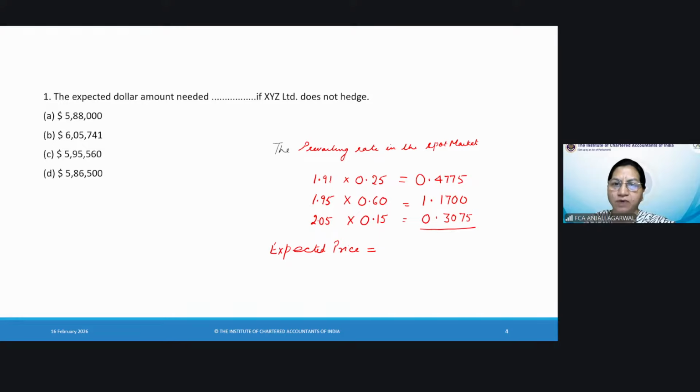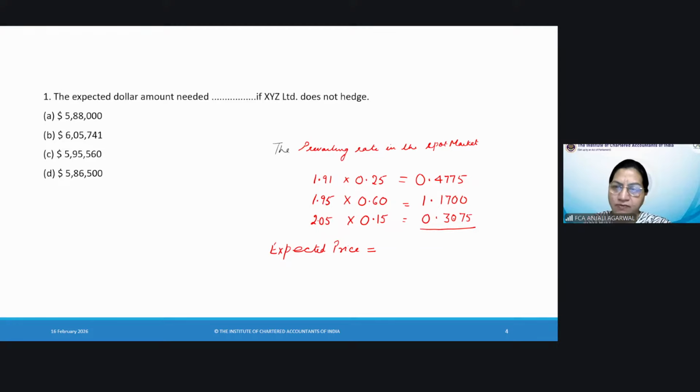we were taking 1.91 because the call is not exercised, plus 0.04. 1.95 plus 0.04, but here we did not take 2.05, we take 1.97, the exercise price, plus 0.04 premium. But the spot rate after 180 days, when we are calculating, that is the expected spot rate that we will get.